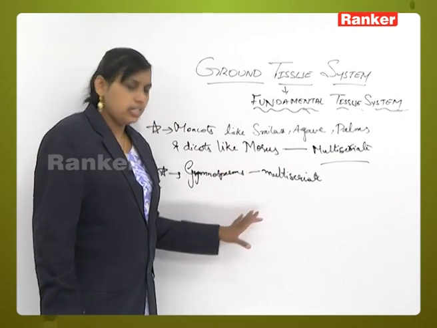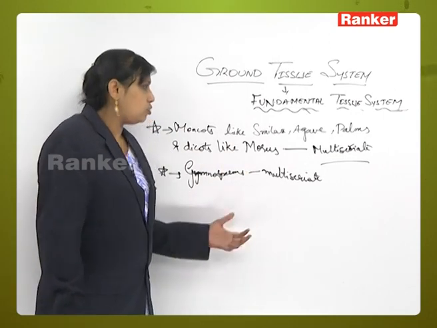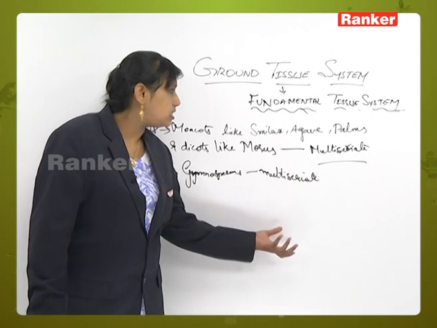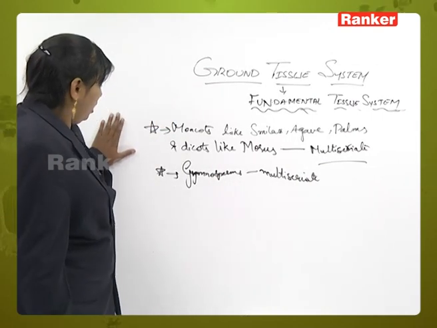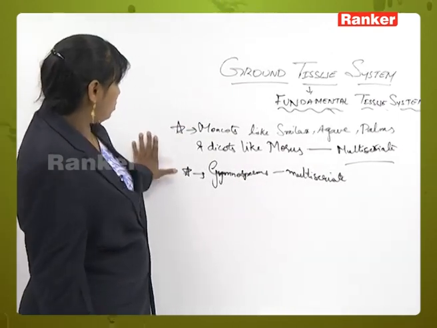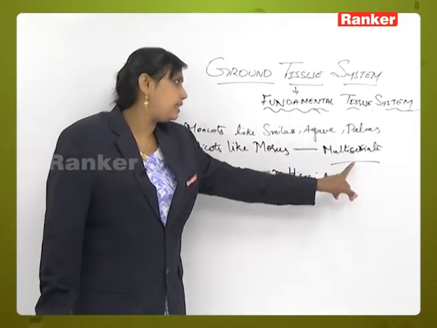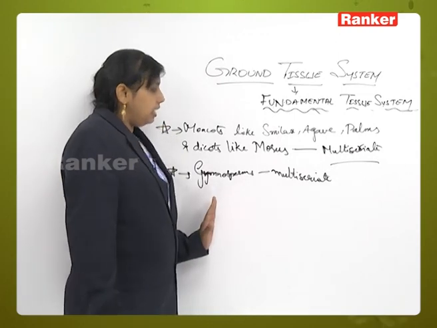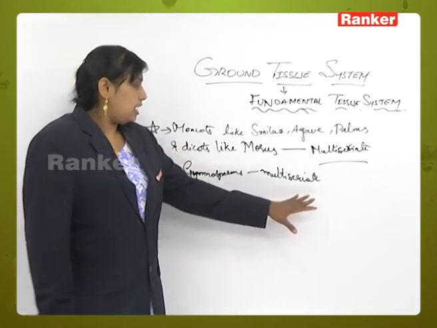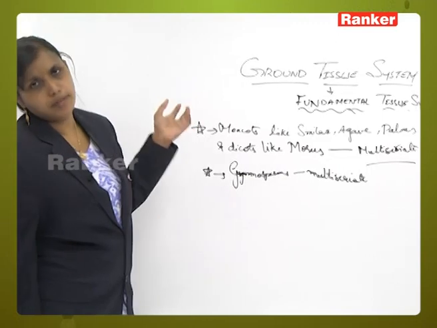Now in some cases it is uniseriate, and in roots of angiosperms you will see the presence of a uniseriate pericycle, and in hydrophytes and parasites it is not uniseriate. In monocots like Smilax, palms, and dicots like Morus you will see the multiseriate arrangement of pericycle, and in gymnosperms also you will see the pericycle in multiseriate form.